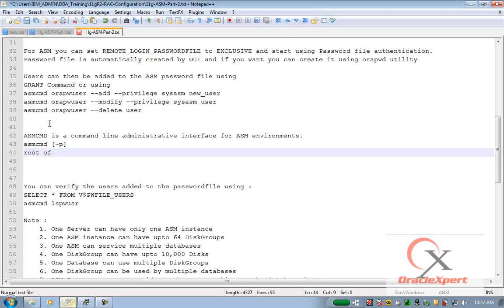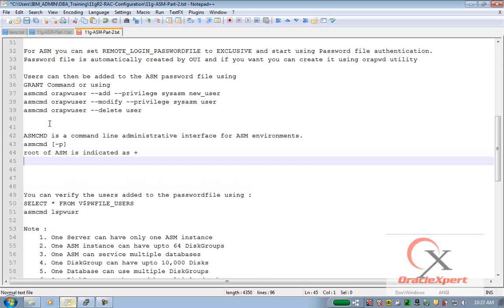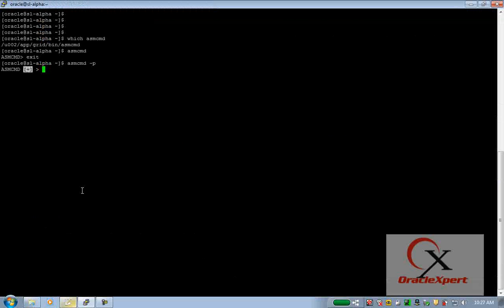The root of ASM is indicated as plus. So you can see here plus. A plus indicates the root of ASM. The way you have a root of your Unix file system indicated as a slash, on similar lines the root of an ASM is indicated as a plus. You can use some of the supported commands. I am using ls -l, which is one of the supported commands. I can see there is a disk group called data.